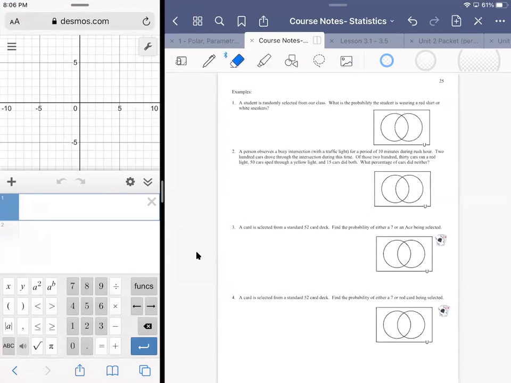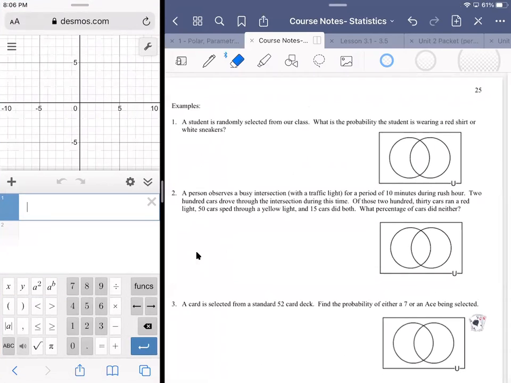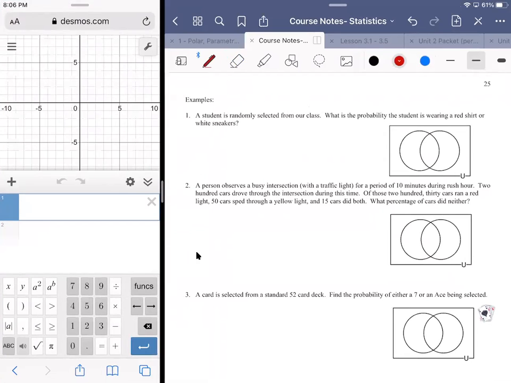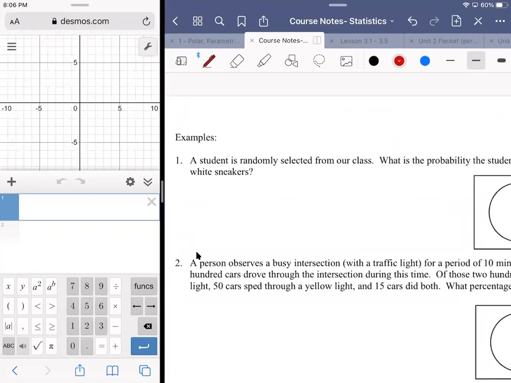A student is randomly selected from our class. What is the probability that the student is wearing a red shirt or white sneakers? This was a wonderful question when there was a physical class that met, because then it would be like, all right, let's go around the room. Are you wearing a red shirt or white sneakers? Okay, so well, that's not going to fly.